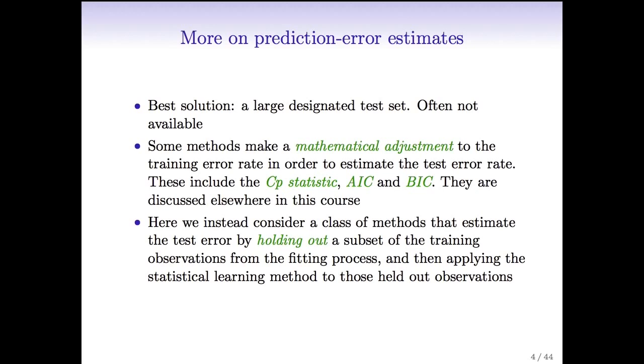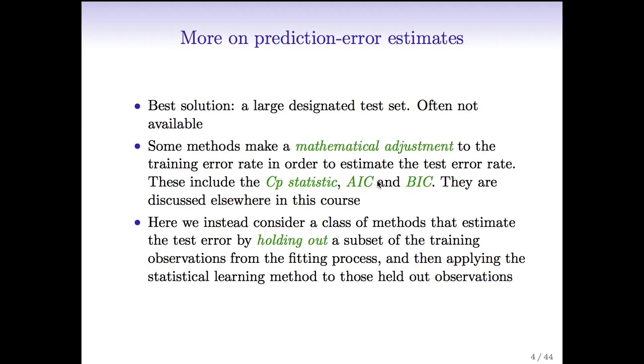So if we can't do that, what do we do? Well, there are some ways to get an idea of test error using an adjustment to training error. Basically, training error can be too small, as we've seen in the previous picture. So these methods adjust the training error by increasing it by a factor that involves the amount of fitting that we've done to the data and the variance. These methods include the Cp statistic, the AIC, and the BIC. Okay, well, we'll talk about these later on in the course, not in this section.